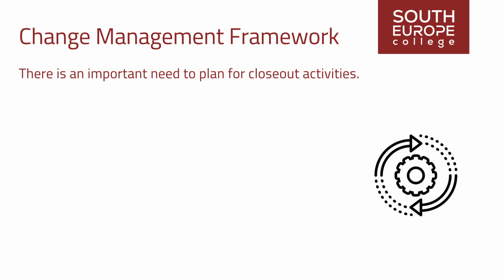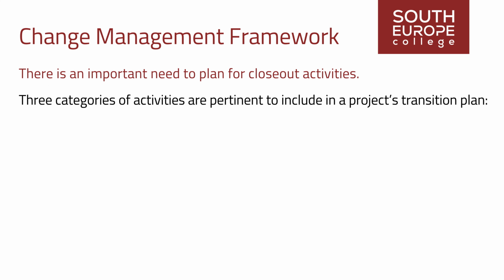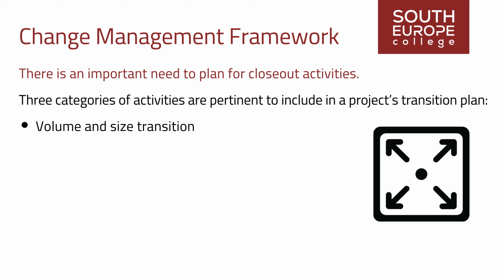There is an important need to plan for closeout activities, encompassing actions and activities necessary to transfer the project's products, services, or results to the next phase or to production and/or operations. Three categories of activities are pertinent to include in a project's transition plan. Volume and size transition: moving from a pilot, sample, or test environment to a fully operational setting.